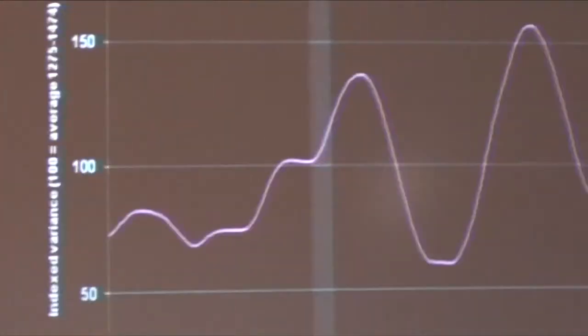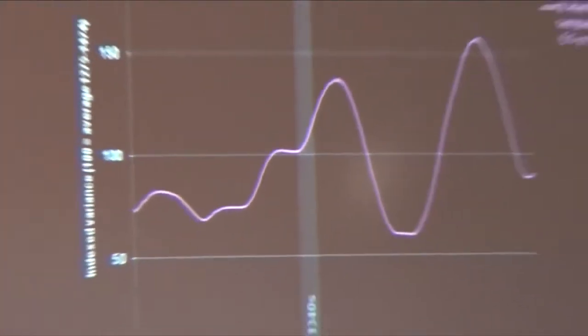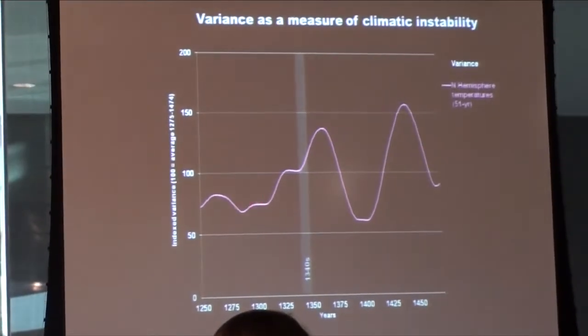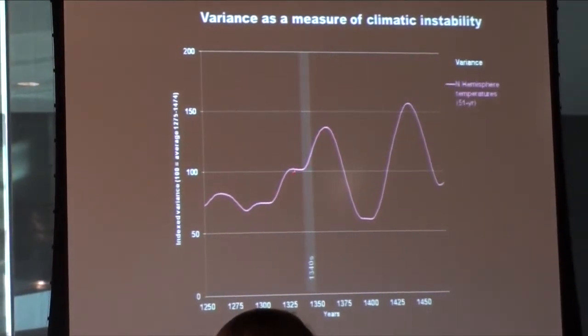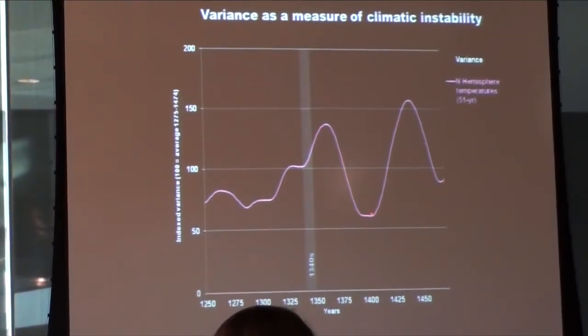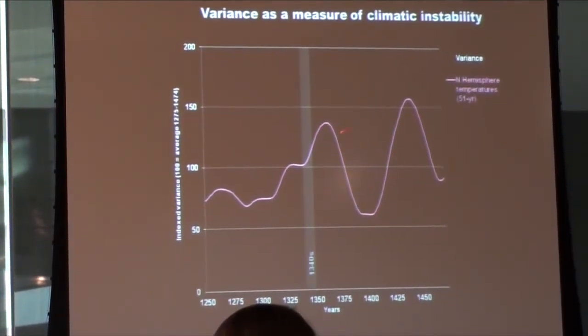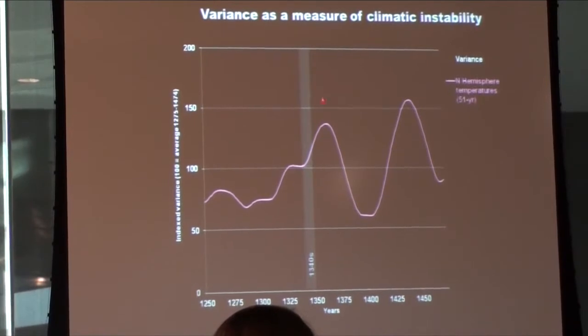This is the variance for Michael Mann's Northern Hemisphere temperature reconstruction. And what you can see is the way in which variance is rising in the first half of the 14th century, falls at the end, and then it rises again in the 15th century. And I marked the 1340s here just to help you focus.